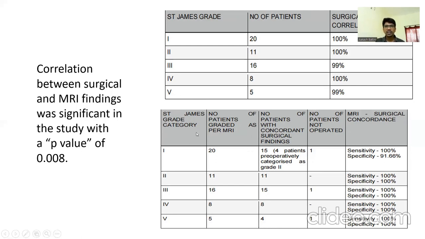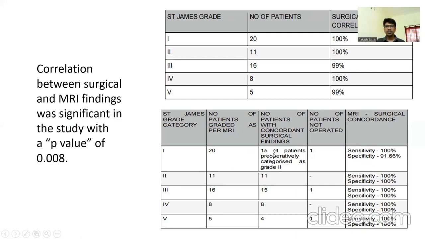St. James grade category, number of patients graded as per MRI, number of patients with concordant surgical findings, number of patients not operated, and MRI surgical concordance. Grade 1 is seen in 20 patients graded as per MRI, and surgical findings are 15. 4 patients were preoperatively categorized as grade 2. Number of patients not operated is 1. MRI and surgical concordance: sensitivity is 100%, specificity 91.66%.